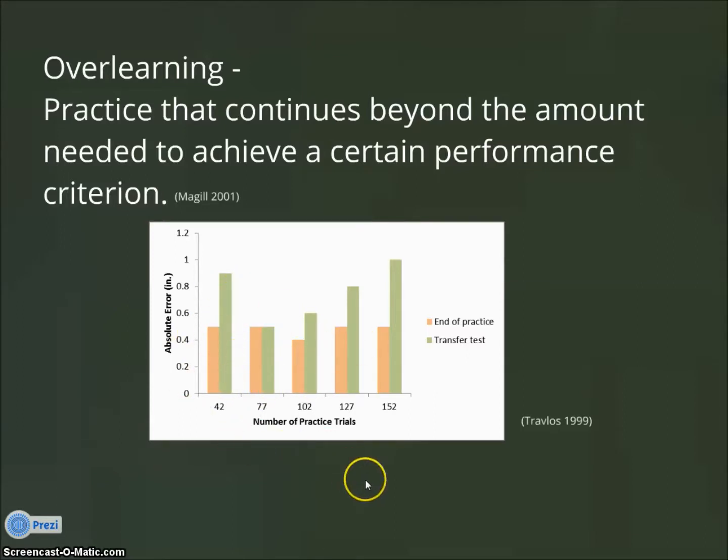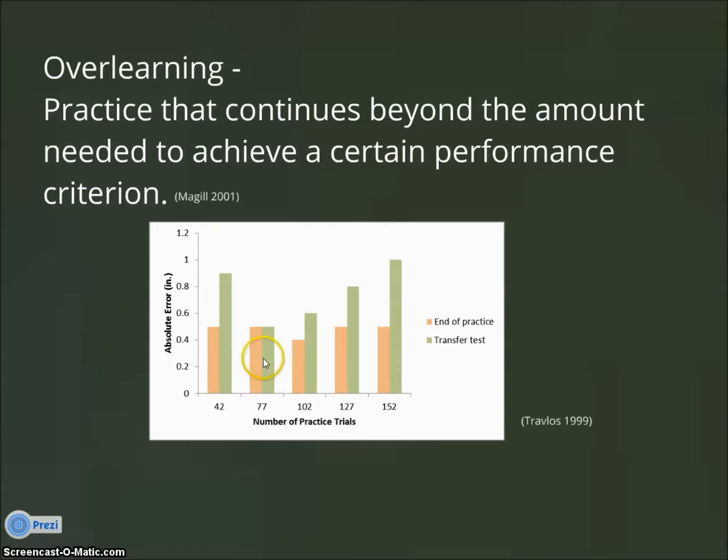Okay, so in the transfer test, remember this is a transfer to a novel skill, so we're drawing 7 centimetre lines when we've only been practicing how to do 5. We can see the results are quite different to what they were at the end of practice. After 42 goes we see that we are quite inaccurate, so we're not very good at drawing 7 centimetre lines. Okay, in a different group who have practiced drawing 5 centimetre lines 77 times, we're getting identical results to what we did at the end of practice.